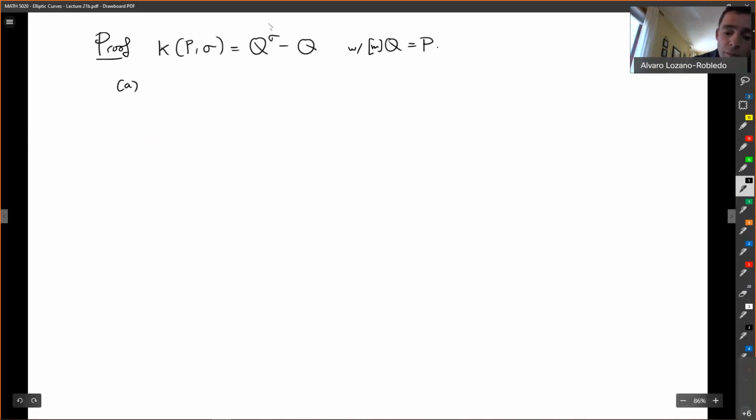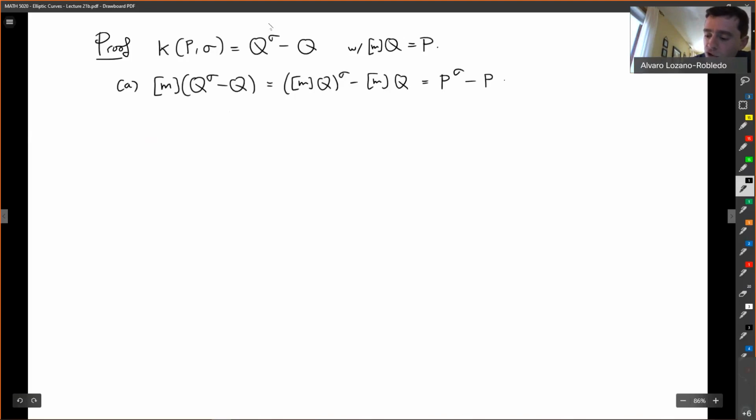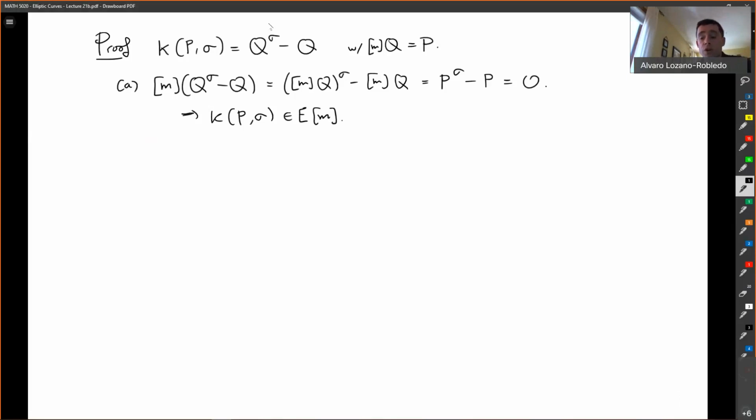First of all, remember that M times (Q sigma minus Q) commutes with sigma, because multiplication by M is defined over Q. So this was M Q sigma minus M Q, and that is P sigma minus P, which is O, like before. So, sure, kappa P sigma is an M torsion point, but it is possible that I get a different M torsion point depending on what Q I chose.